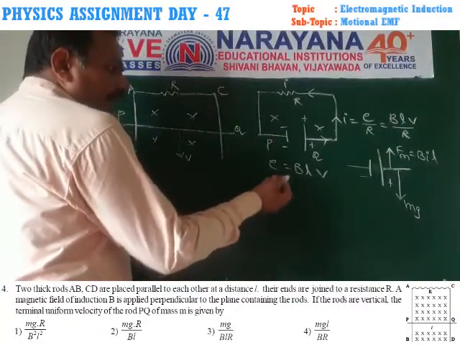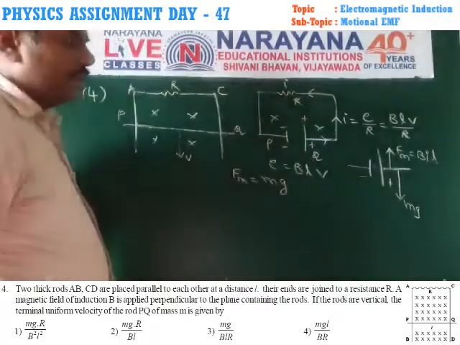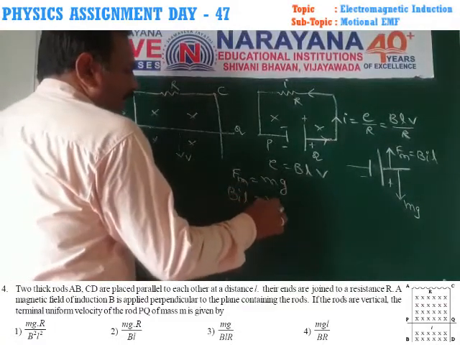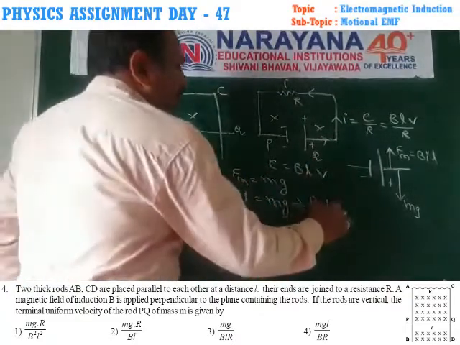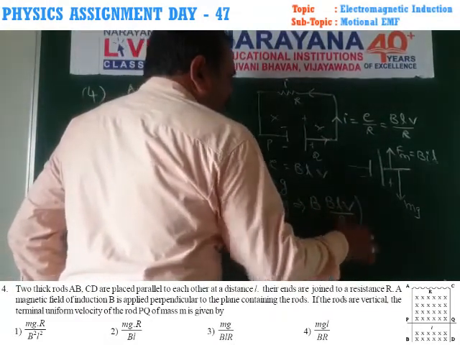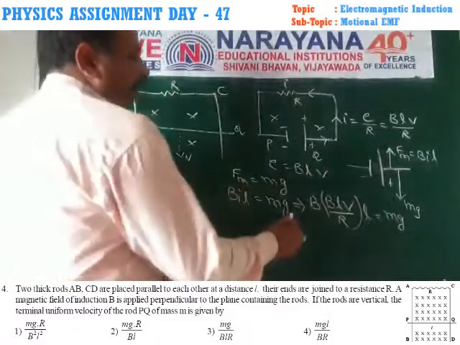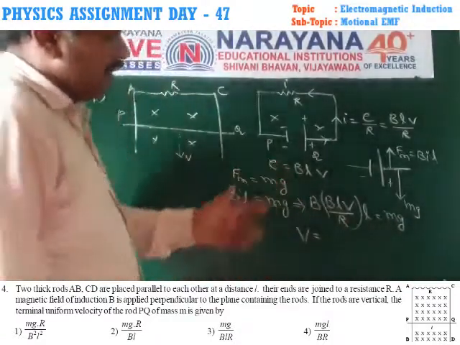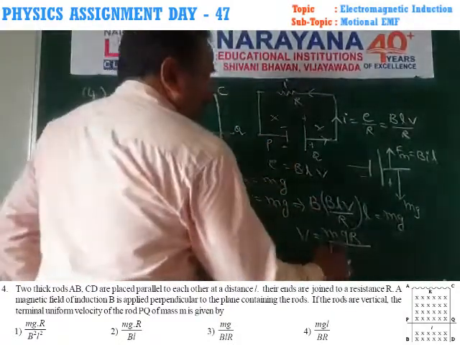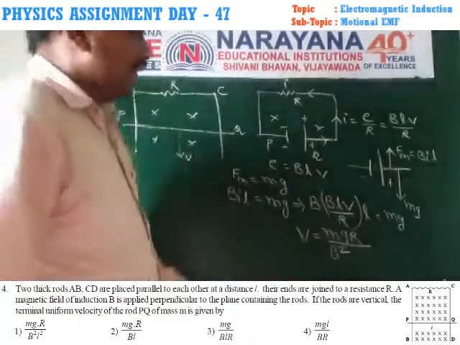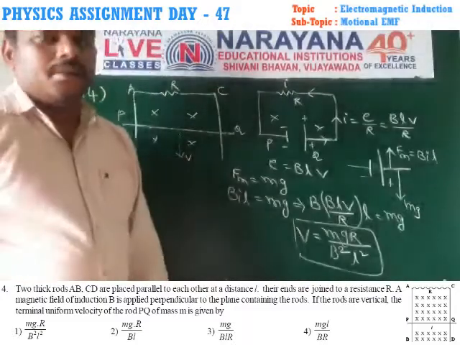Therefore, at constant terminal velocity, the magnetic force is equal to the weight of the rod only. So BIL = mg. Replacing I with BLV/R, we get B into BLV/R into L = mg. But you have to find the terminal velocity, so the terminal velocity V = mgR/(B²L²). This is the terminal velocity of the PQ rod.